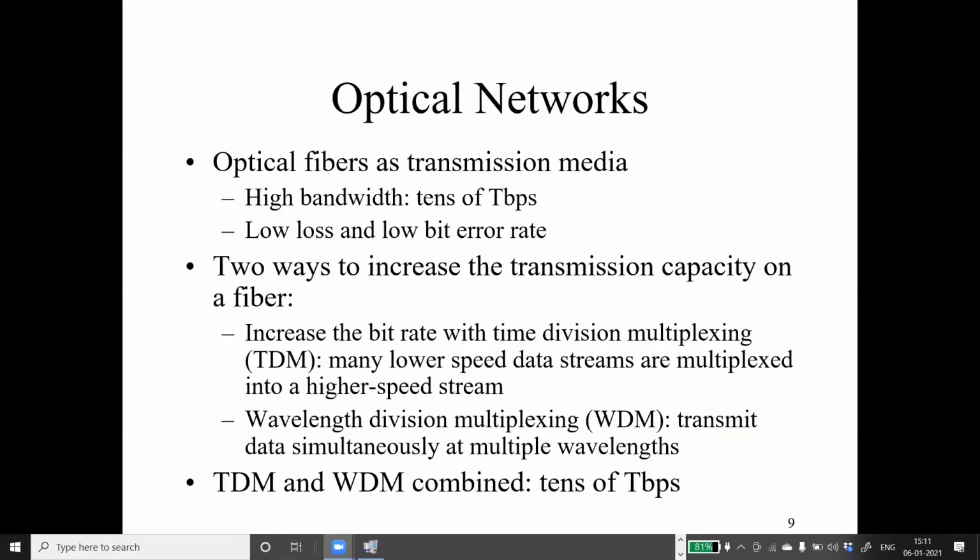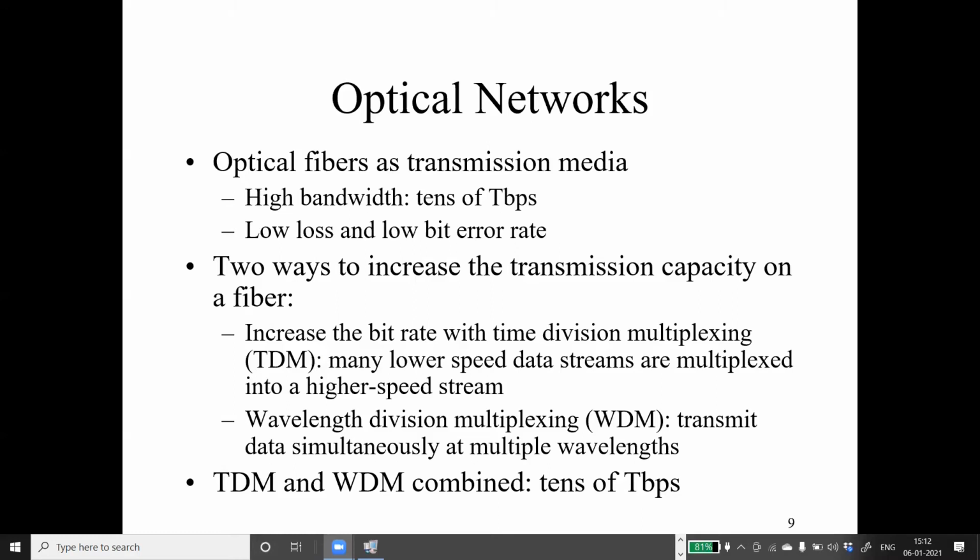So optical fiber will help us to have a high bandwidth, and it will have low loss and low bit rates. We can increase the transmission capacity. One is time division multiplexing and the other is wavelength division multiplexing. Wavelength division sends data simultaneously on multiple wavelengths, and time division is, if I am using a single wavelength, lower speed data streams are multiplexed into a higher speed data stream.